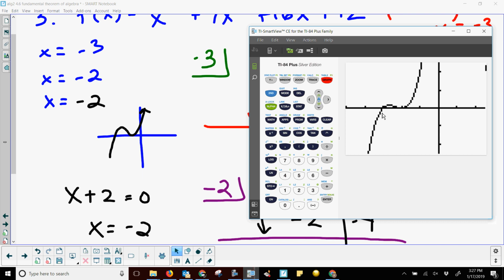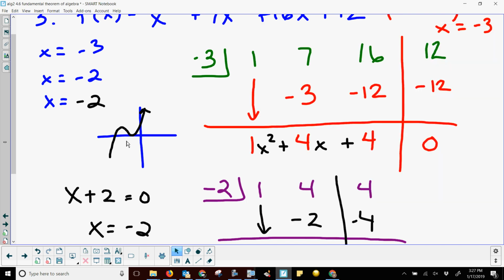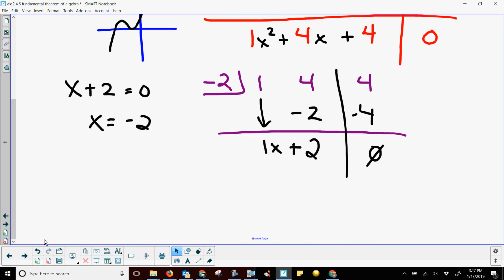You can really see it goes just above, touches here, and that's why -2 got used twice, because it goes just above, touches, and then goes back up. Remember, any touch we actually see as 2 answers.